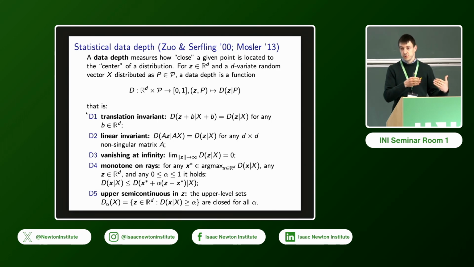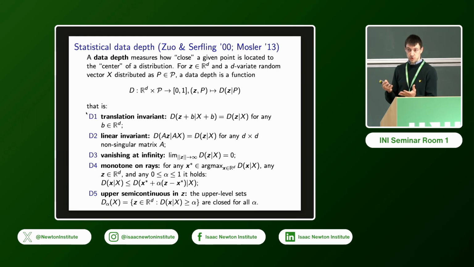There was a history of how it was done, but we'll go directly to the definition. So what do we do? We define a function which will take the point of interest, the point for which we want to answer the question, does it belong to the data set? What is its degree of belongingness, of closeness to some center of this data set?